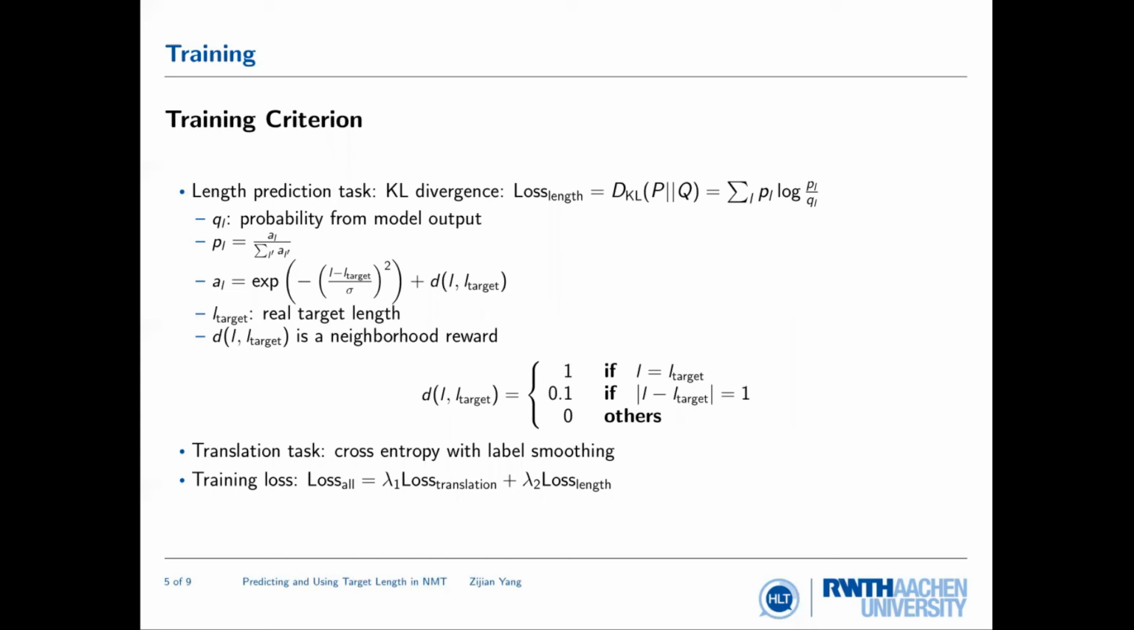For the translation task, the loss is cross entropy with label smoothing, and the final training loss is a weighted sum of translation loss and the length prediction loss.